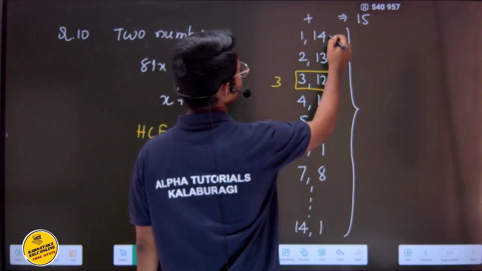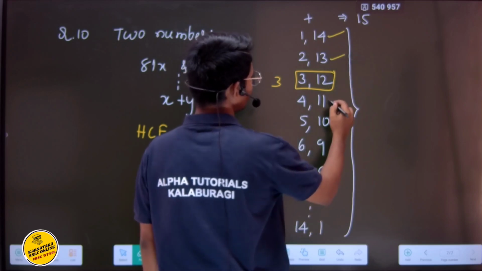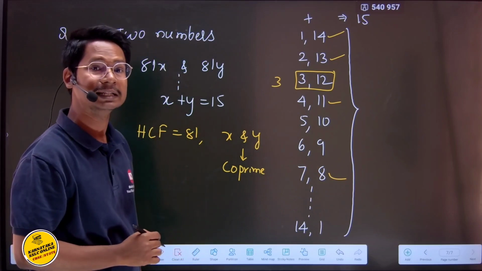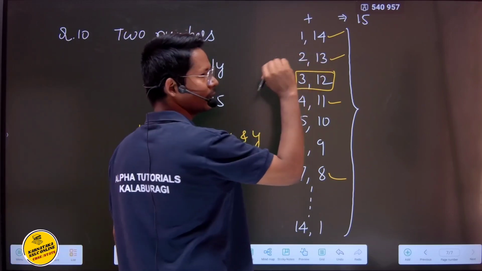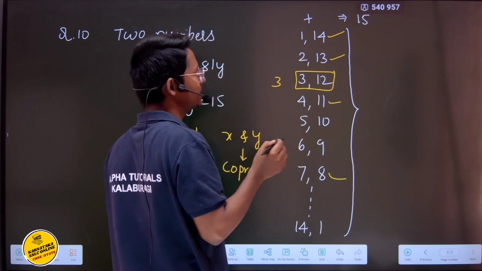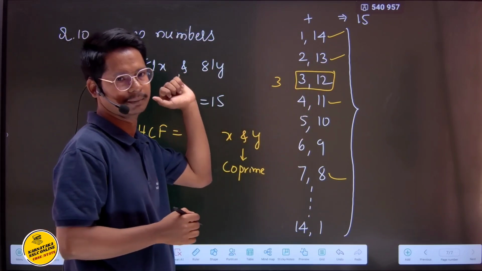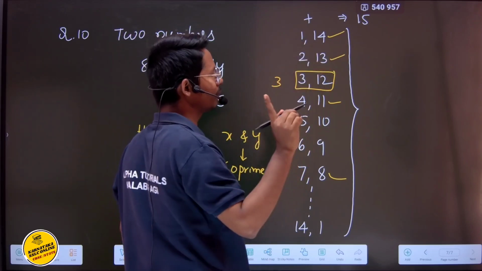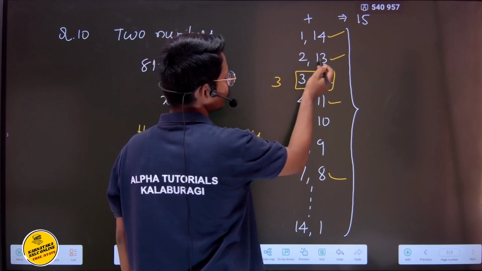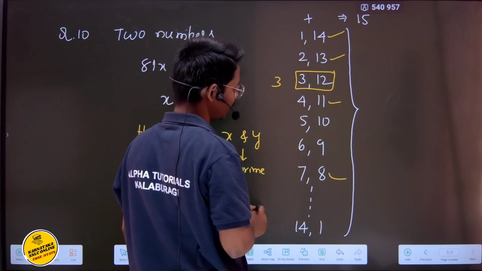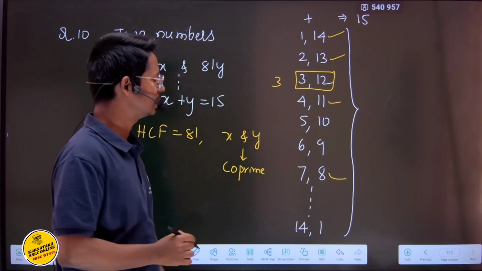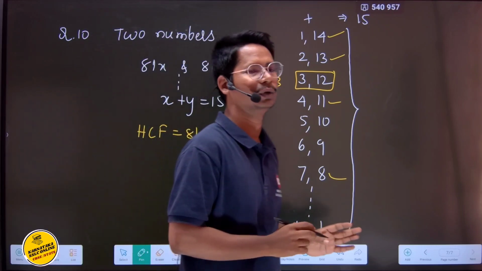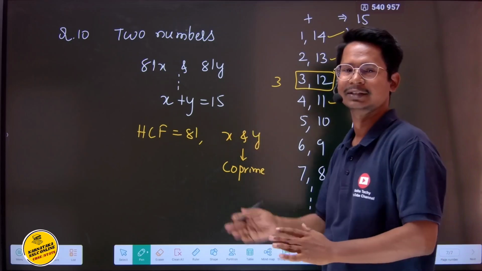So here it is 1 comma 14, 2 comma 13, 4 comma 11, and 7 comma 8. For these 4 pairs, the HCF is going to be 1. You can see 1 and 14, HCF is 1; 2 and 13, again HCF 1. HCF is going to be 1 when the two numbers are co-prime. They may or may not be prime, but the HCF should always be 1. So co-prime numbers means you will get HCF 1. That is why we get only 4 combinations. Okay, so we'll continue with the next chapter.